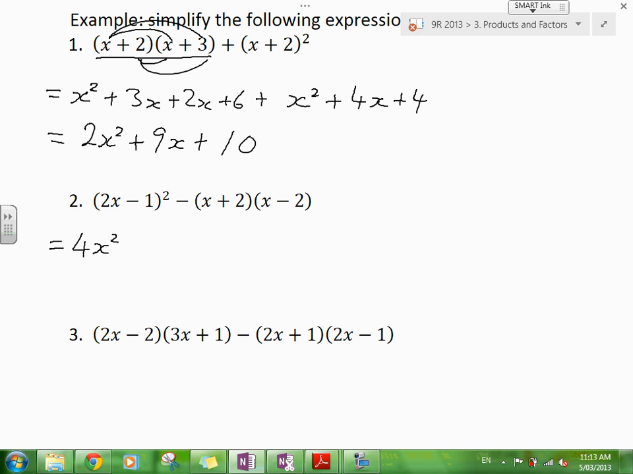Take away 4 something else. Remember, we multiply the two terms and then double it. Multiplying the two terms: multiply minus 1 with 2x, that's minus 4x. And then the last term, what's the last term going to be?